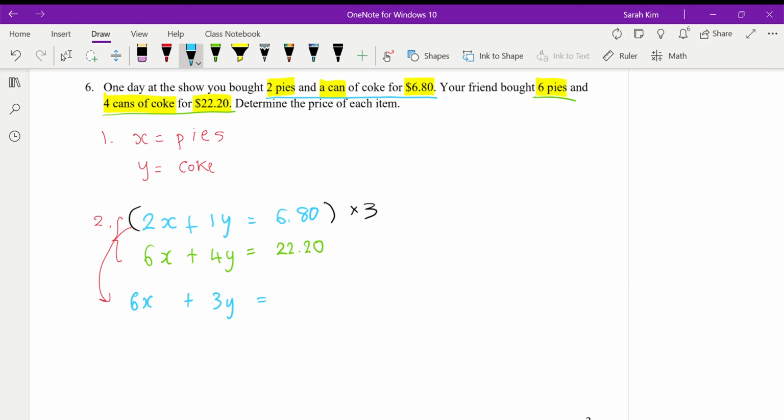equals, I don't have my calculator on me. Hold on. So you just would do in your calculator 680 times 3. So that will give you $20.04. And then I just copy down the green one because I don't change anything.